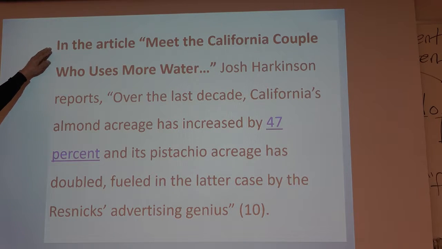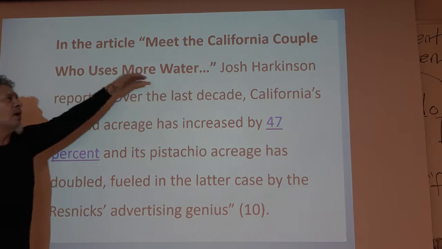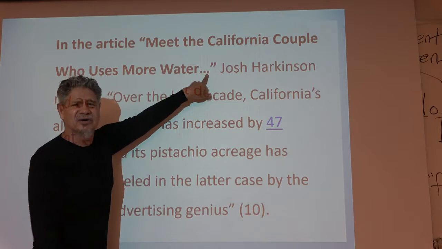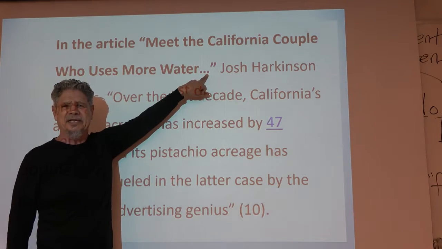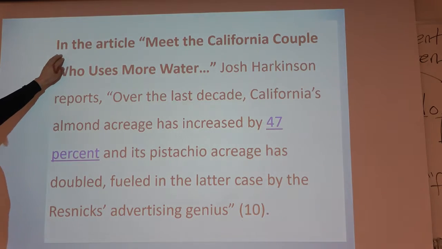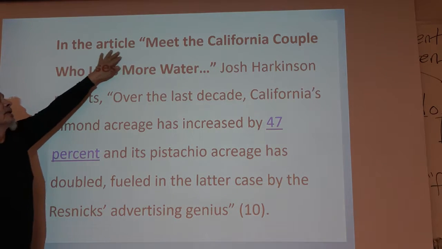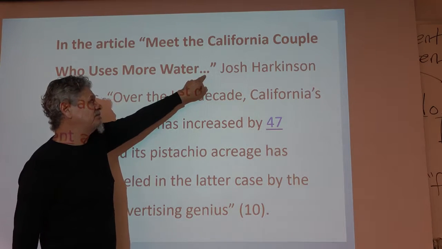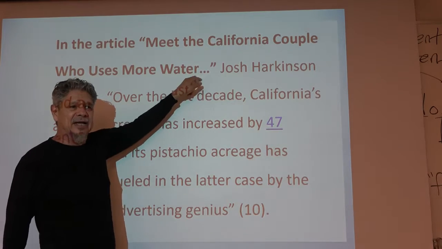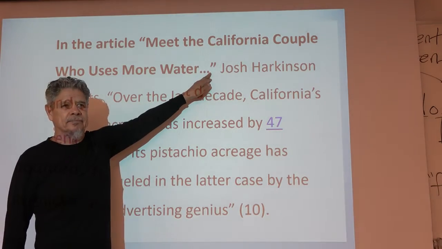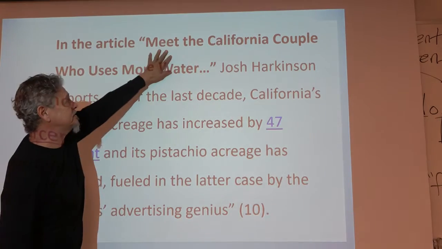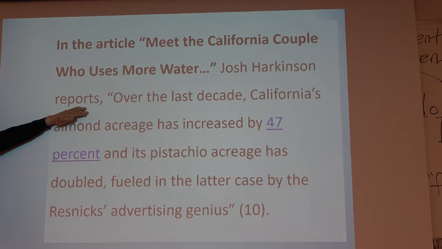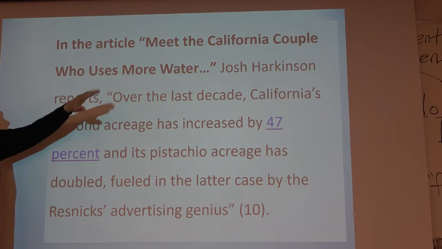In the article, meet the California couple who uses more water, and of course the ellipsis means that the title is longer. But I don't want to put a title, it's almost 2 lines. Okay? In the article, so this is a prepositional phrase. Because of the ellipsis, I didn't put a comma. I didn't put a comma because it would look awkward. Okay? So, in the article, this article, Josh Harkington reports. This is my introduction. I should have put this in bold too.